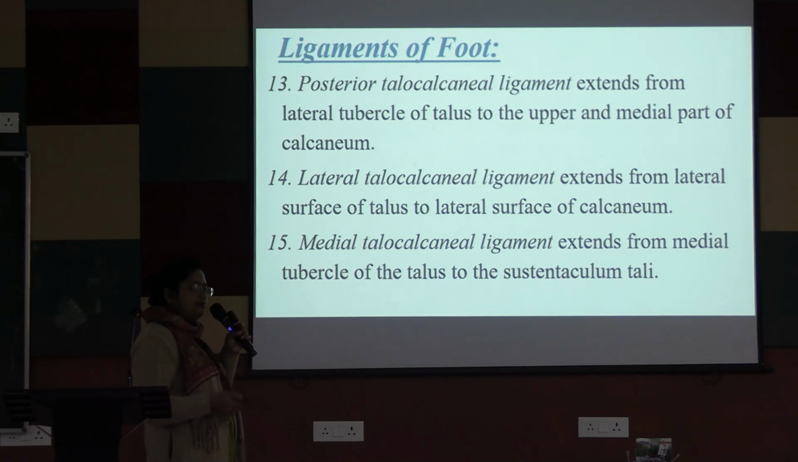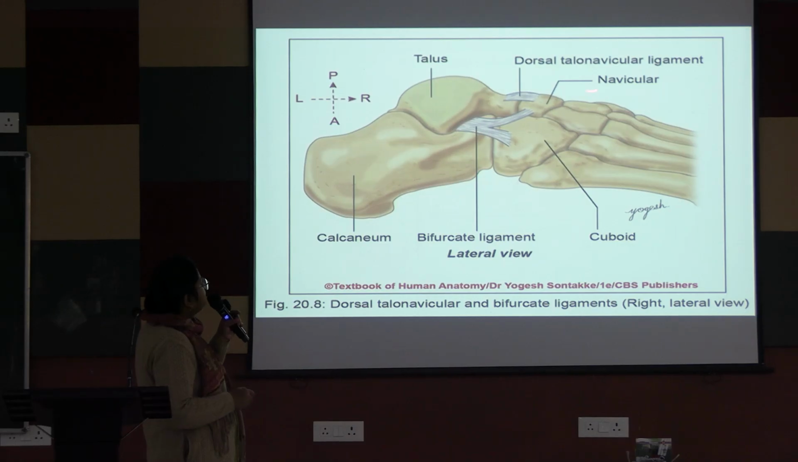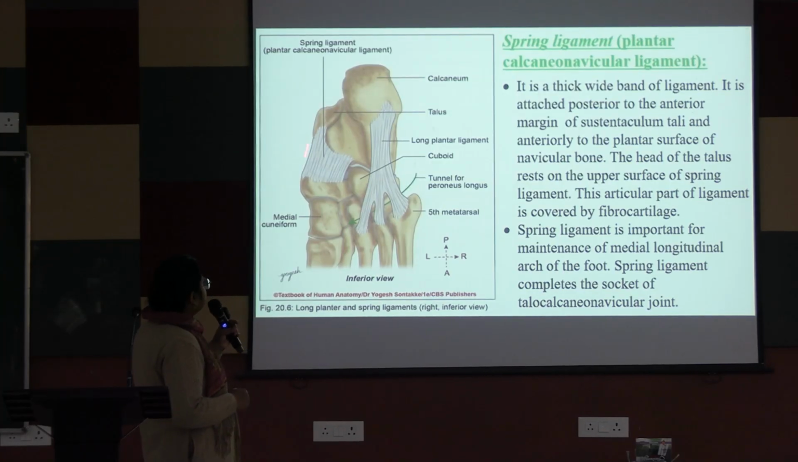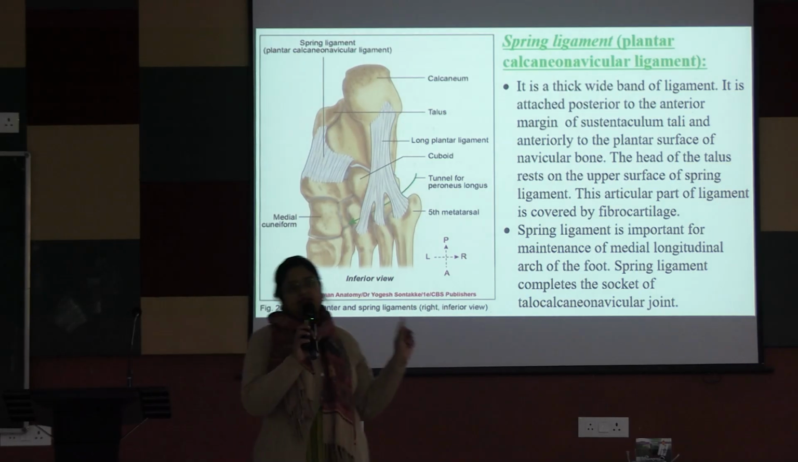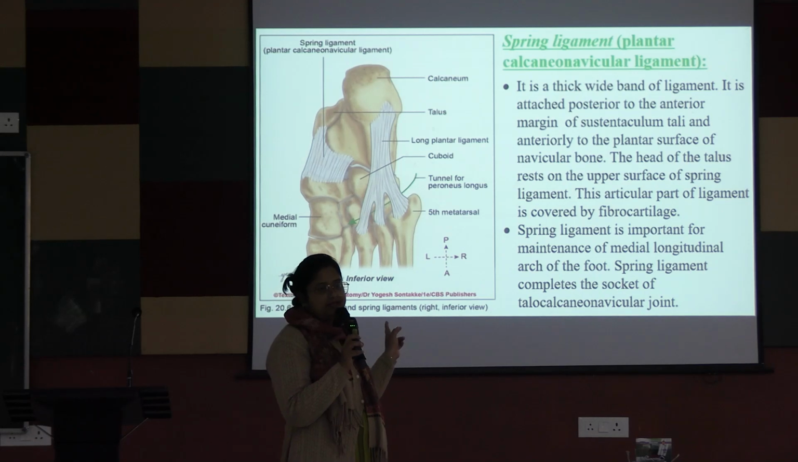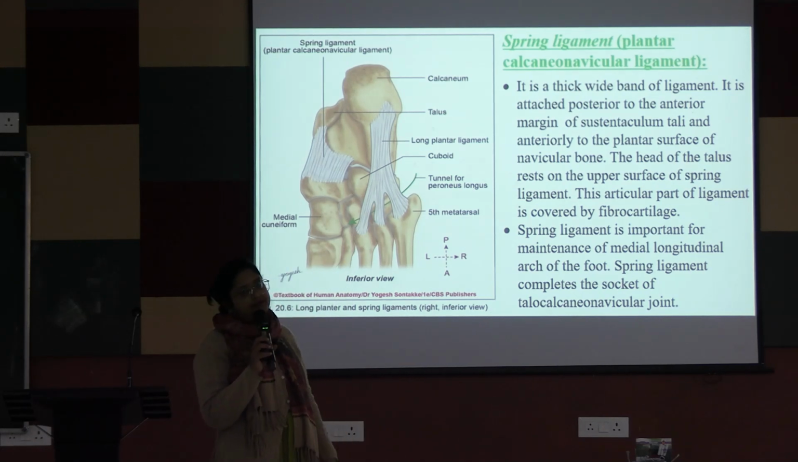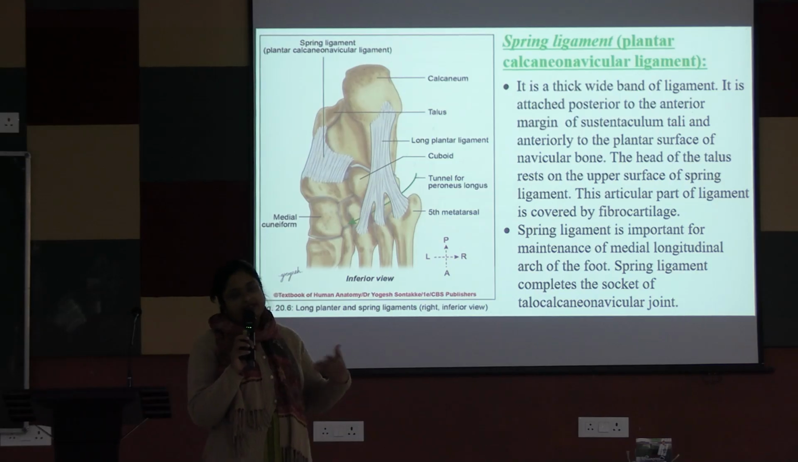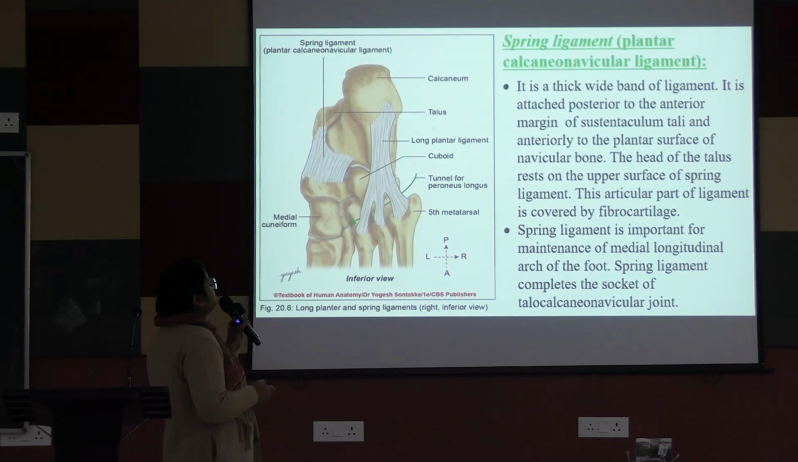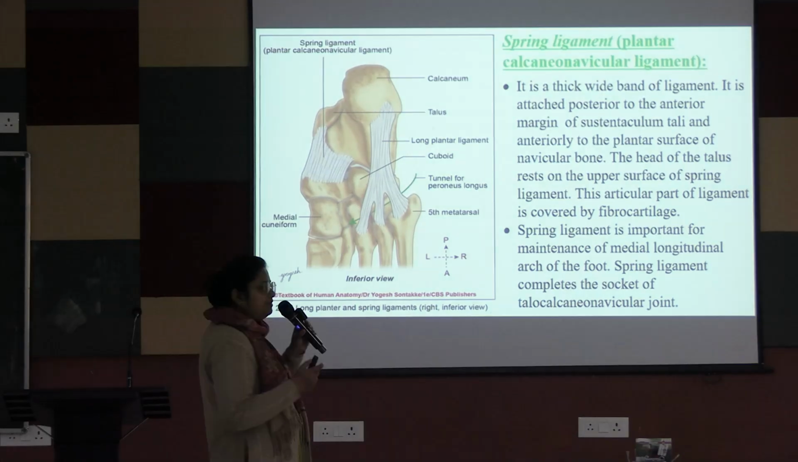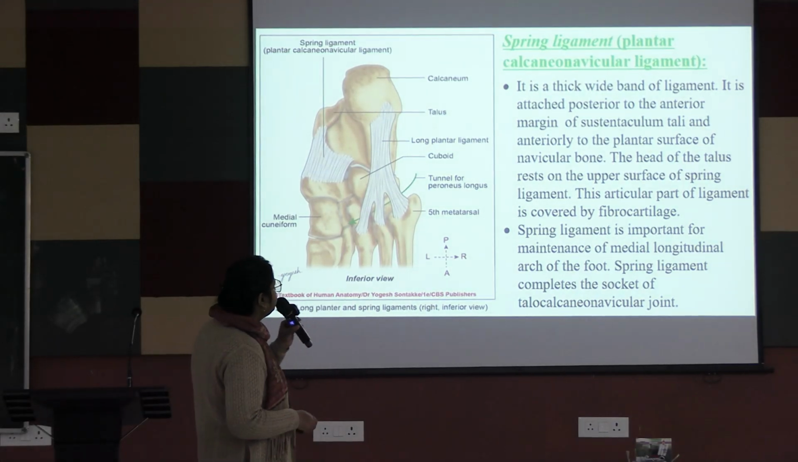Okay, medial, lateral, posterior. Here you can see the dorsal talonavicular ligament. This is the bifurcate ligament, originating from the sulcus calcanei and extending to the cuboid; it is a bifurcated ligament. So this is the spring ligament, or plantar calcaneonavicular ligament. You must read spring ligament, deltoid ligament, and bifurcate ligament. These three are very, very important. And for the long and short plantar ligaments, only attachments. The spring ligament can individually come as a short note. Deltoid ligament also. These two are very important for theory.